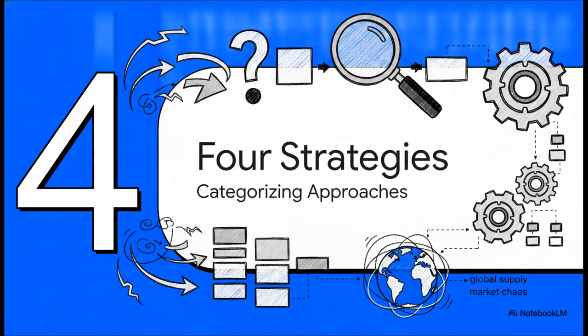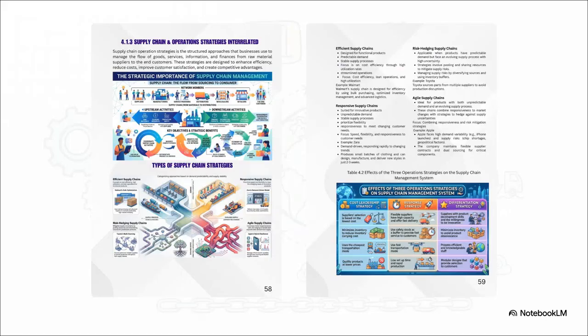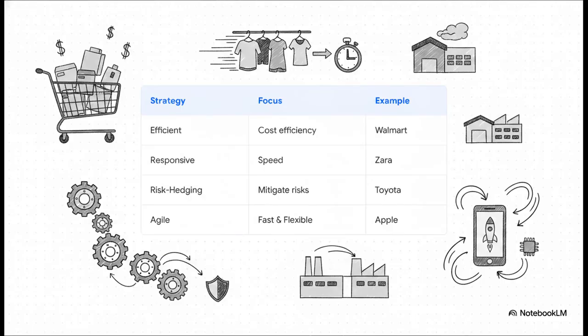Moving on to Section 4, four supply chain strategies, where we categorize approaches based on demand and supply. Because of all those risks we just talked about, your strategy depends entirely on the kind of market chaos you're dealing with. If we look at this as a matrix, it really boils down to two variables. Is your customer demand predictable or unpredictable? And is your supply stable or highly uncertain? Based on that, you get four distinct real-world models. Let's look at how the heavyweights do it.